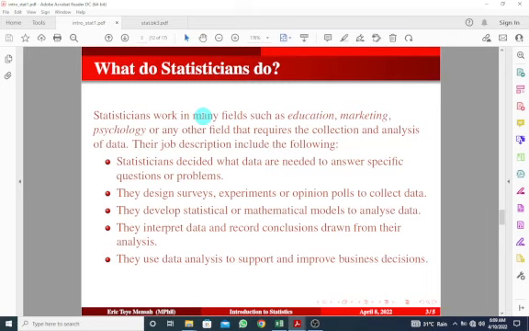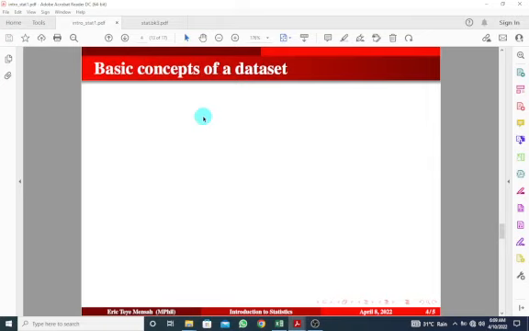So now that we know the job description of statisticians, let's move on to the next slide. Basic concept of a data set. As I have already mentioned, knowing the structure of a data set as a statistician is key, because that is what is going to inform you of the kind of statistical technique you're supposed to adopt to answer a specific problem, right? But here, we are just going to look at a general overview of a data set. In our subsequent tutorials, we are going to look at the structure of the data set for some statistical methods, right?